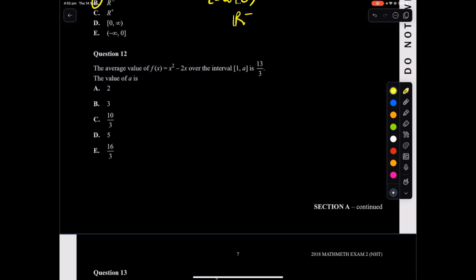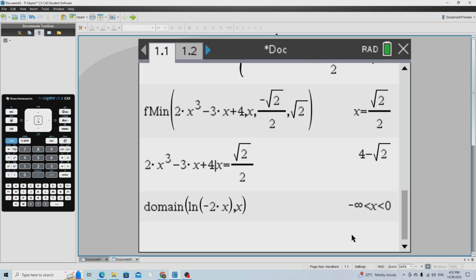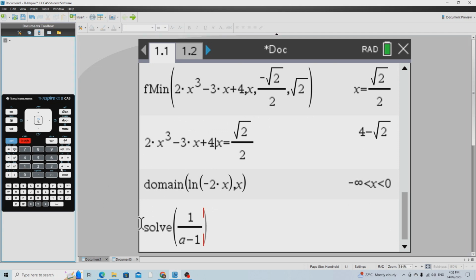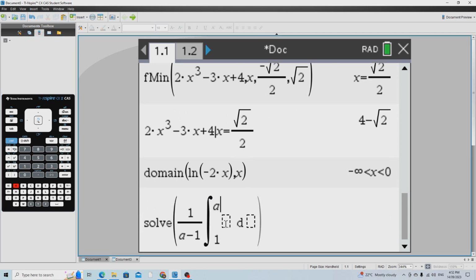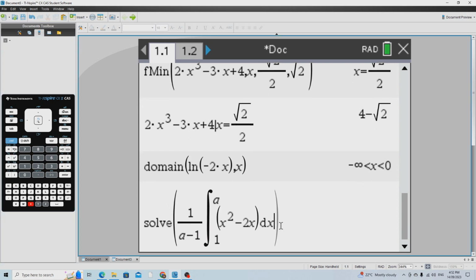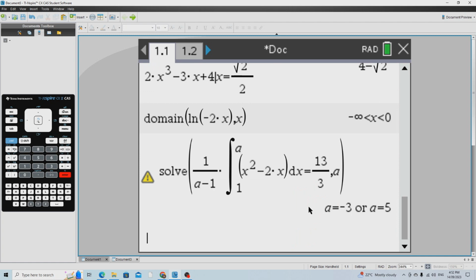12. The average value of f of x over the interval from 1 to a is 13 on 3. Find the value of a. Nice and easy. I'm just going to use my calculator. I'm going to say solve 1 over a minus 1 times the integral from 1 to a of x squared minus 2x dx must equal 13 on 3, comma a. And we get these two values, but a must be greater than 1 because it's from the interval 1 to a. So a equals 5 should be your answer.